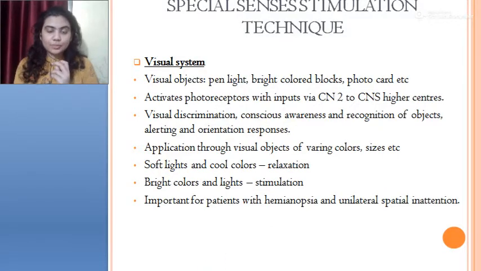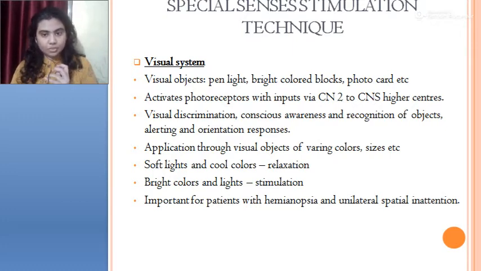Hello everyone. So now we'll continue with part 2 of this lecture, where we'll see the spatial senses stimulation techniques, and the first will be the visual system. We can use objects like a penlight, bright colored blocks, photo cards, etc., which help to activate the photoreceptors, with the help of cranial nerve 2, to the higher centers. Visual discrimination, conscious awareness, and recognition of objects, alerting and orientation responses are the result of this stimulation.